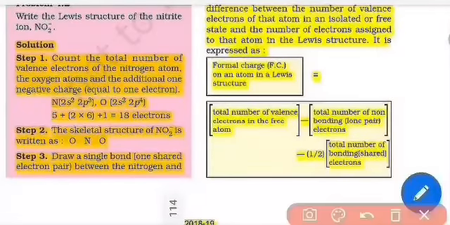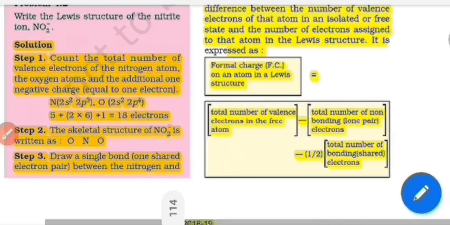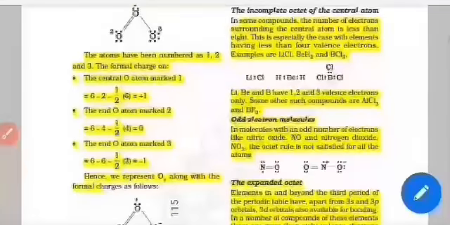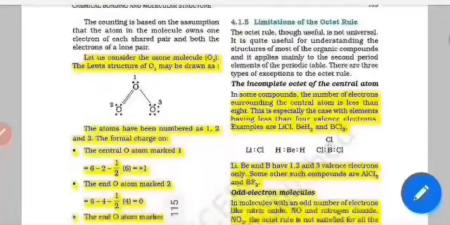The formula of formal charge is this. Formal charge equals the total number of valence electrons in the free atom, meaning when the atom is neutral, unbonded, minus the total number of non-bonding or lone pair electrons, minus half of the total number of bonding or shared electrons. Let us take some examples to understand this formula.